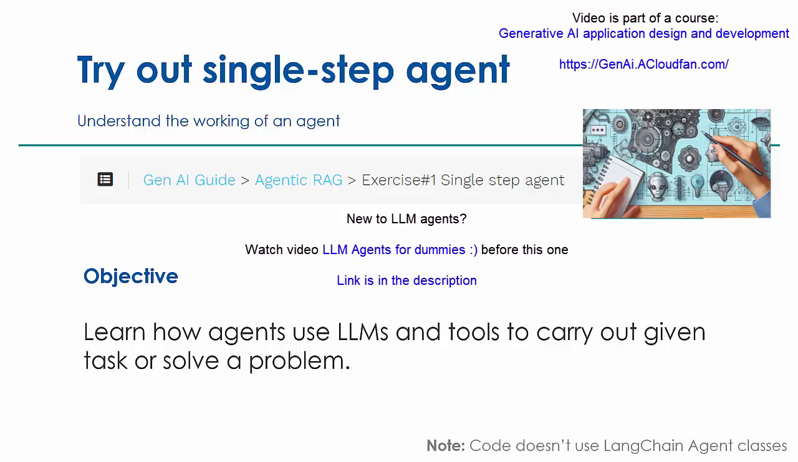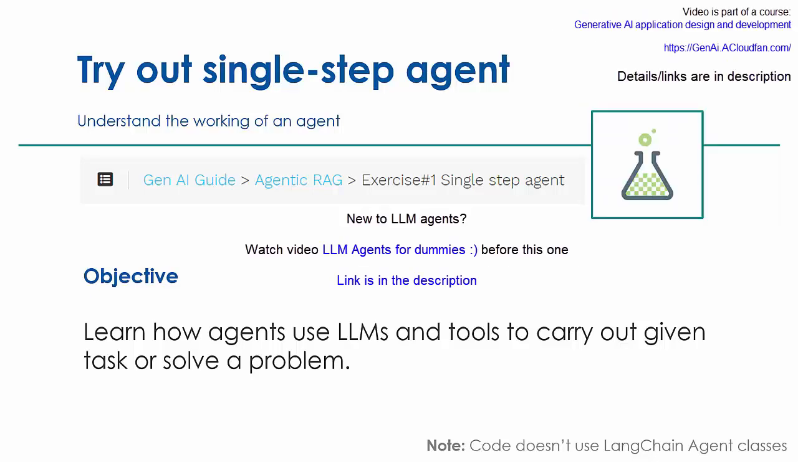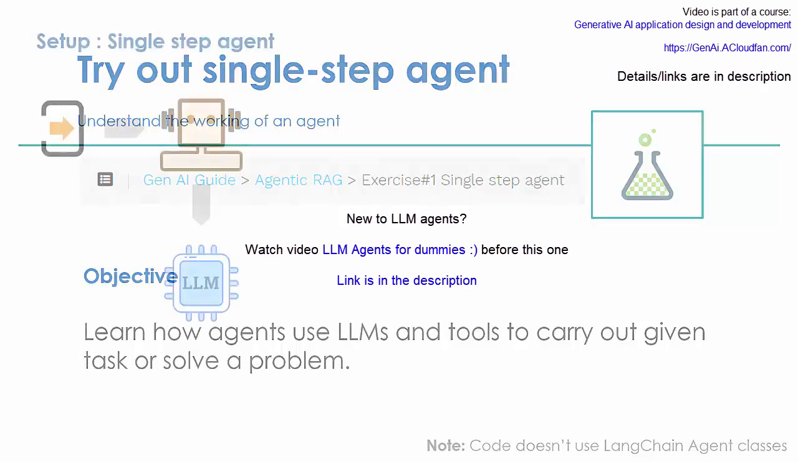In this hands-on exercise, you will learn how a single-step agent uses an LLM and tools for task completion. Note that the code that you will see in this exercise does not use the Langchain agent or tool classes. I've done it deliberately so that you can understand how agents work under the covers.